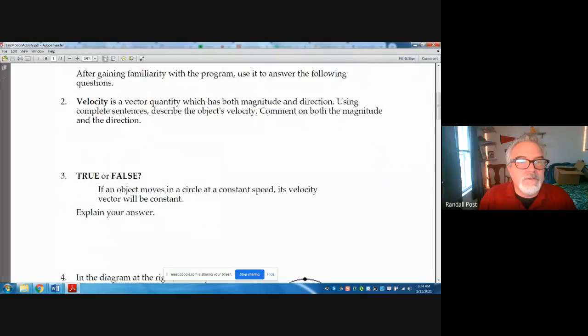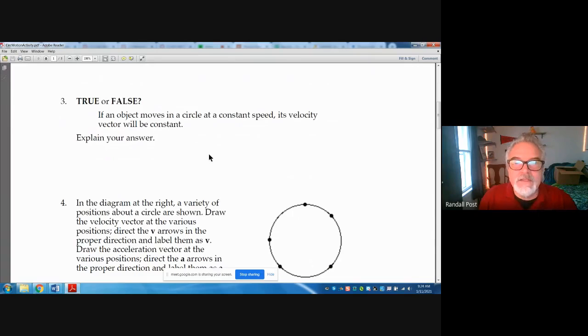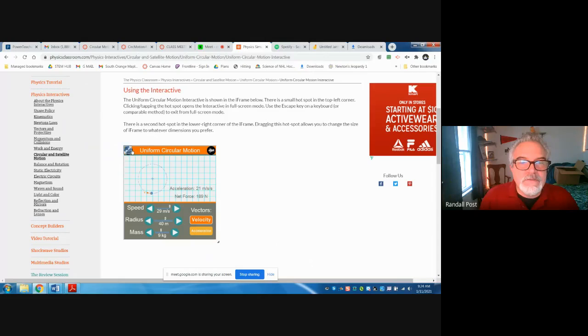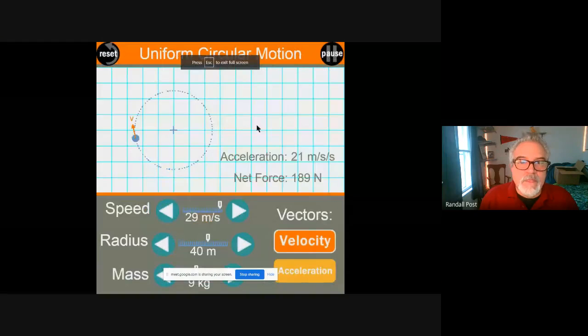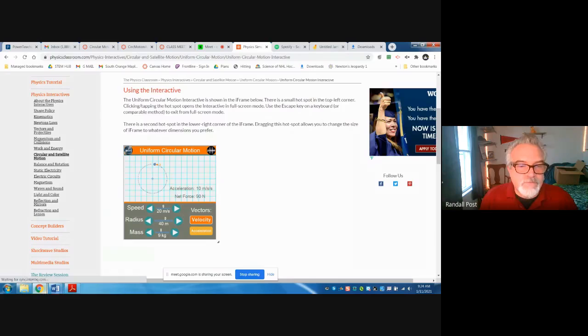Moving on. True or false? If an object moves in a circle at constant speed, the velocity vector will be constant. Okay, decide if that is true or false. When you look at this, decide if this vector is constant. And don't forget, vectors have speed and direction. So both must be constant if this vector is to be constant. Think about that. And then decide if this is true or false.